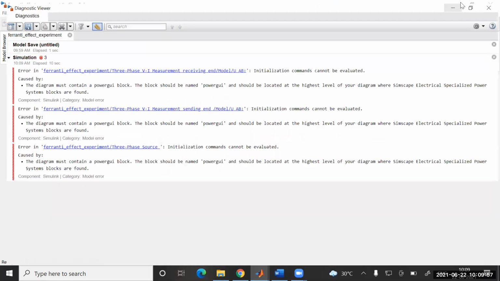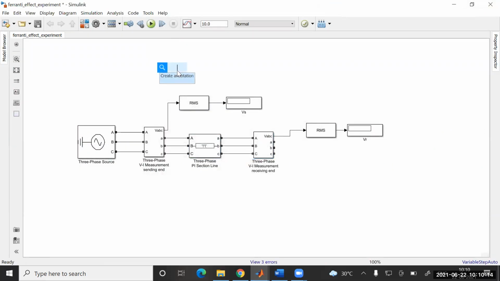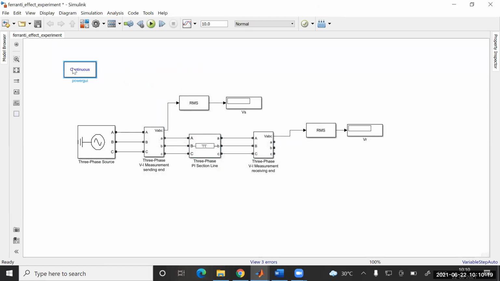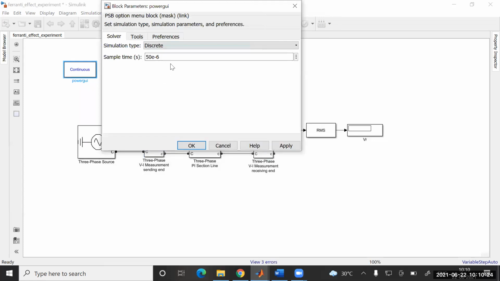Okay, see, an error is coming now. What error has come? It says the initialize command cannot be related because the diagram must contain a powergui block. So this has been missing. You could see all these errors are there because the powergui block is missing. So we'll add a powergui. Powergui is the interface. Over here you could choose which type. We'll select the discrete type.